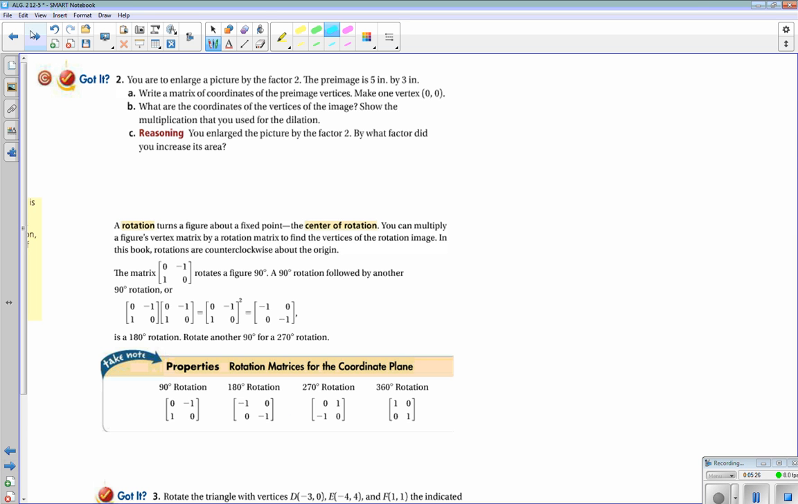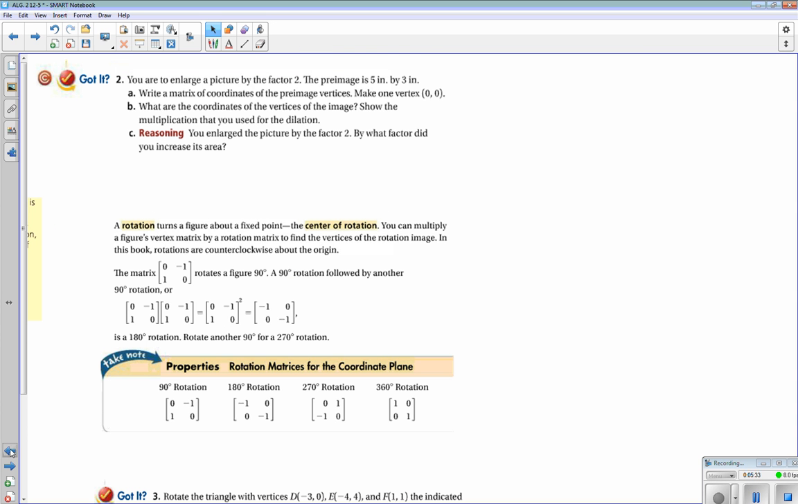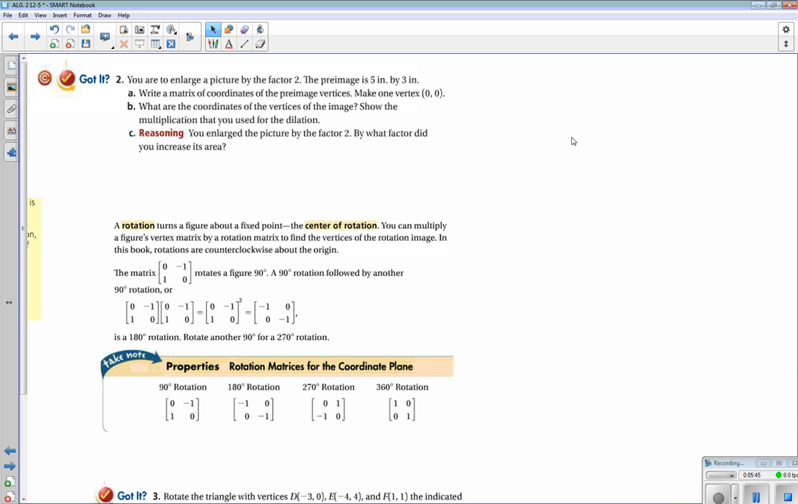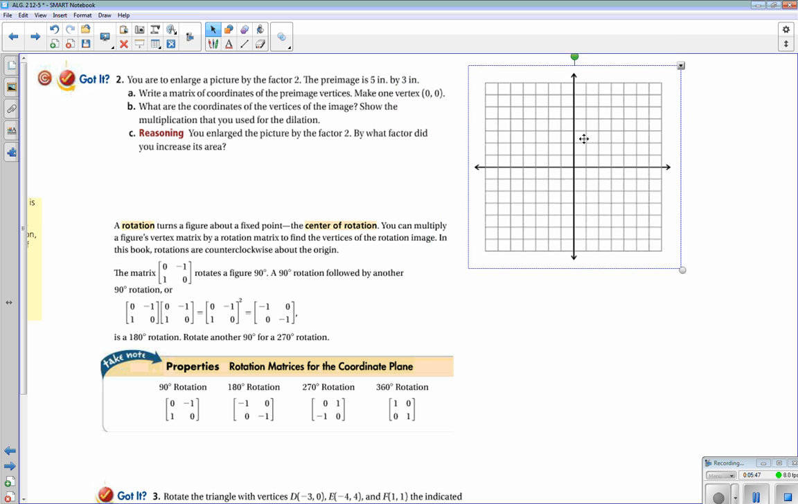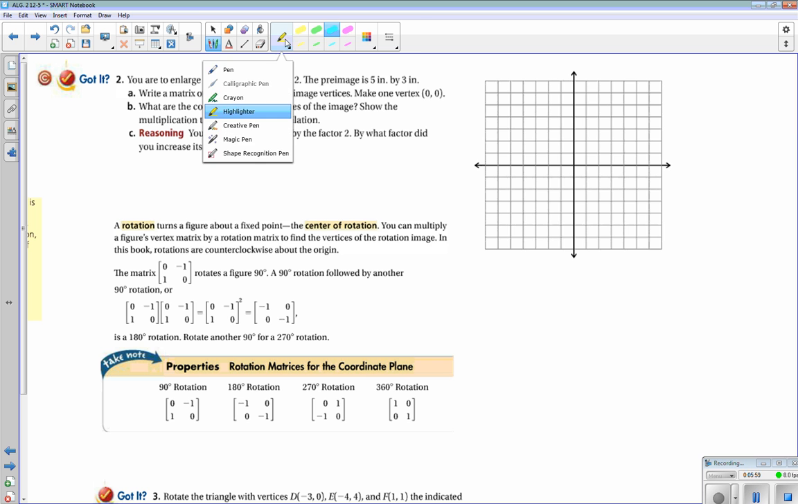All right, so let's do that. Actually, I don't need a graph to do that. You're to enlarge a picture by a factor of 2. The pre-image is 5 inches by 3 inches. Actually, I do want that graph. Write a matrix of coordinates of the pre-image vertices. Make one vertex at (0, 0).